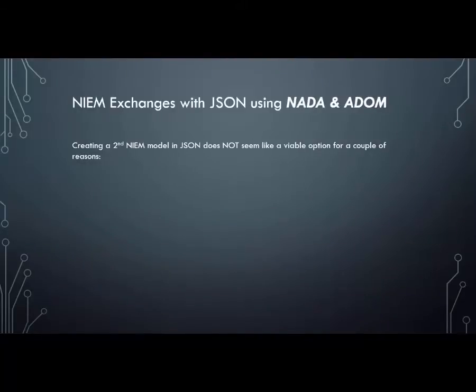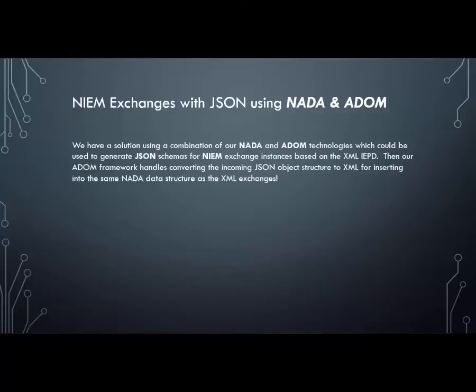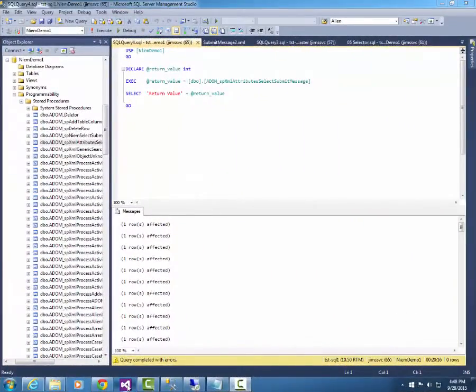Creating a second NIEM model in JSON does not seem like a viable option for a couple of reasons. The overhead cost of creating a second NIEM model would be tremendous. Trying to keep the two models in sync would be a nightmare. We have a solution using a combination of our NADA and ADAM technologies, which could be used to generate JSON schemas for NIEM Exchange instances based on the IEPD. Then our ADAM framework handles converting the incoming JSON object to XML for inserting into the same NADA data structure as the XML exchanges.